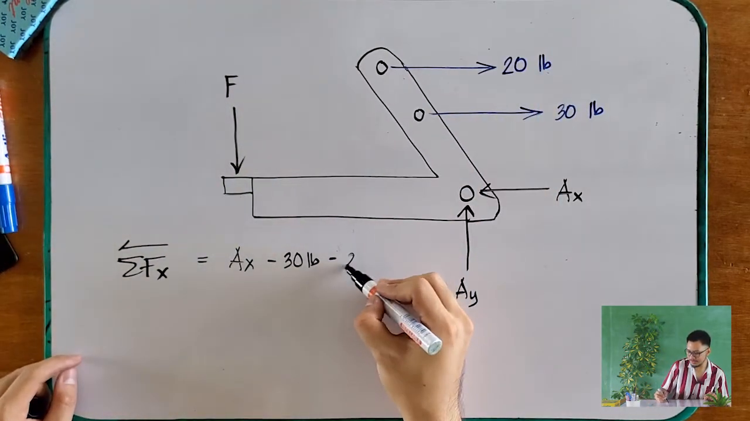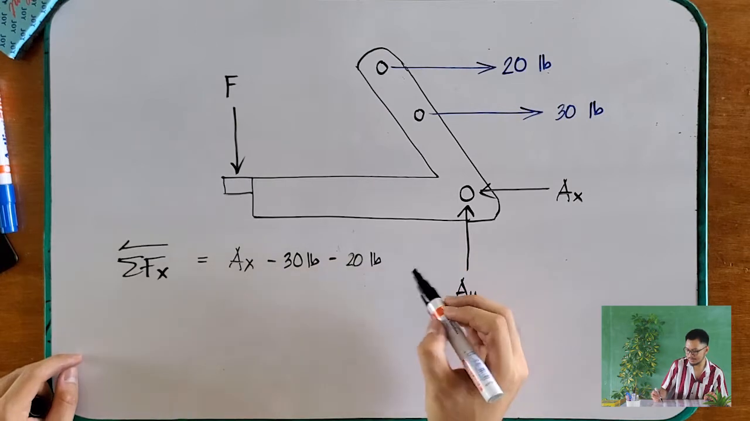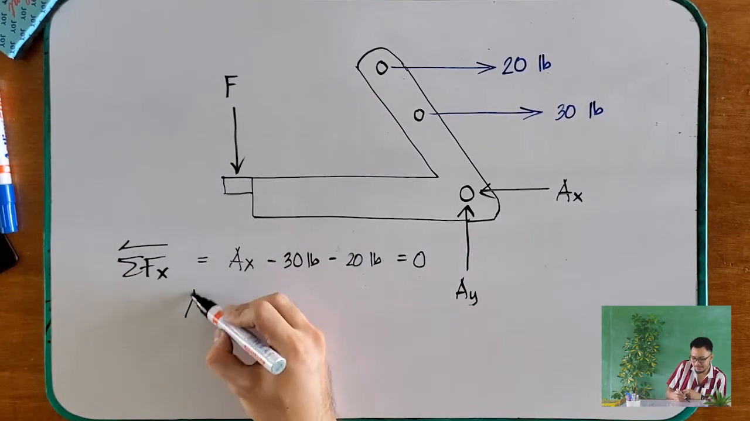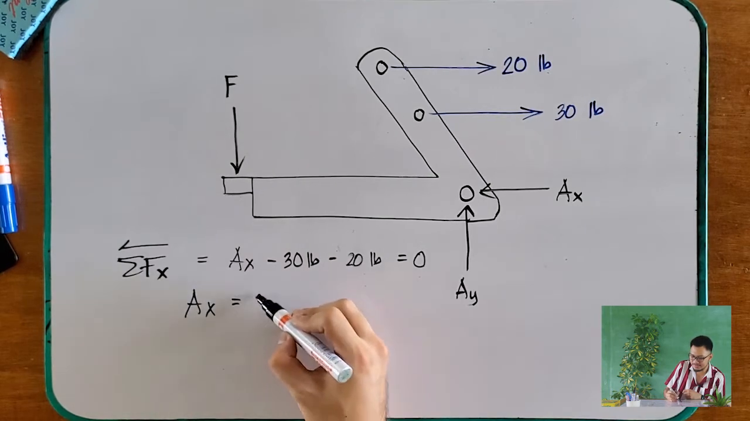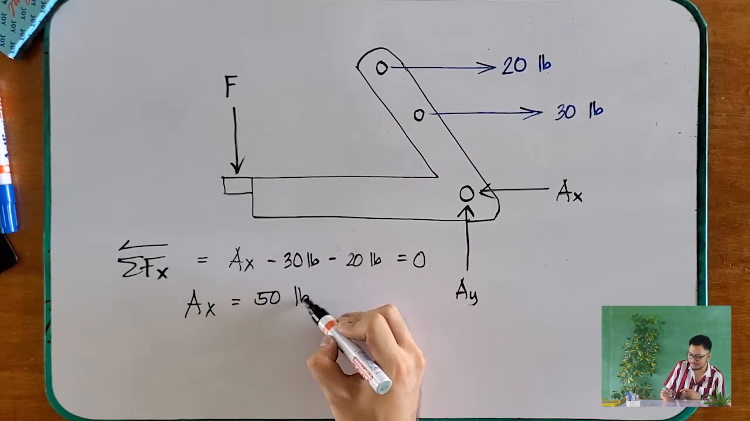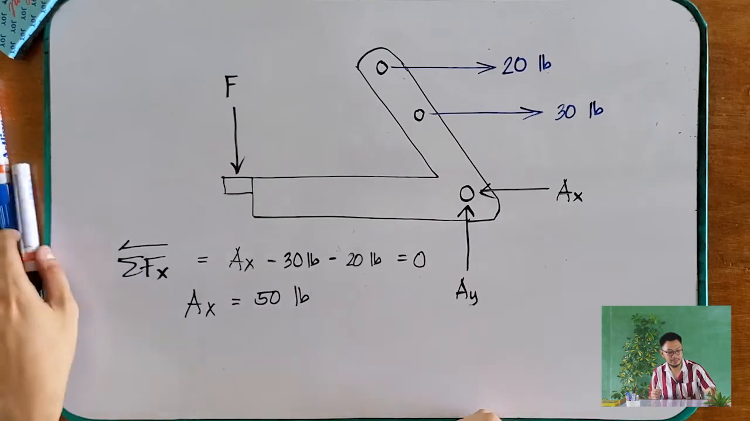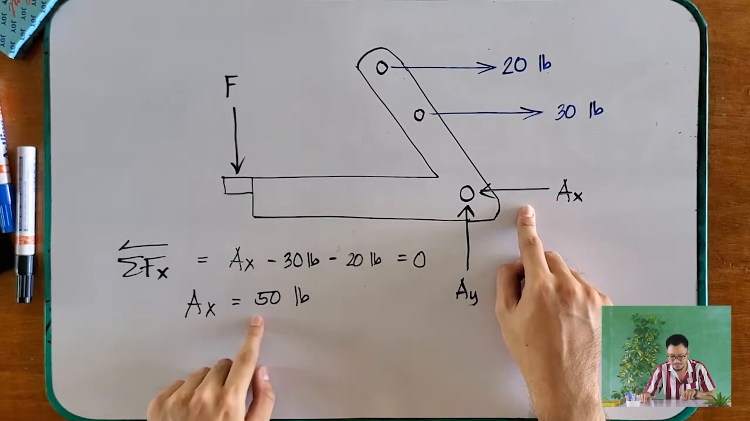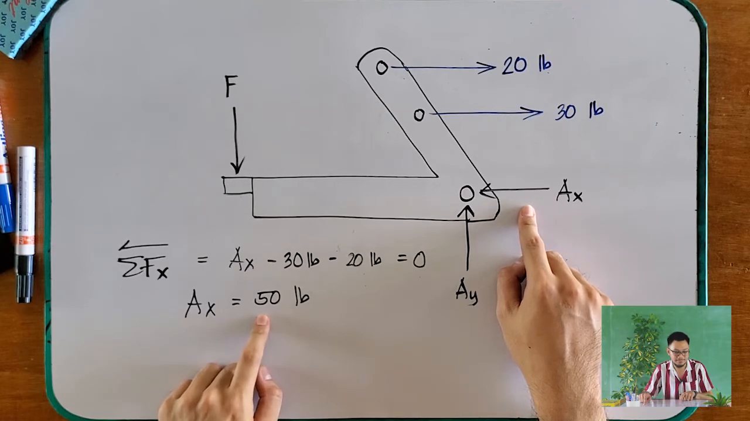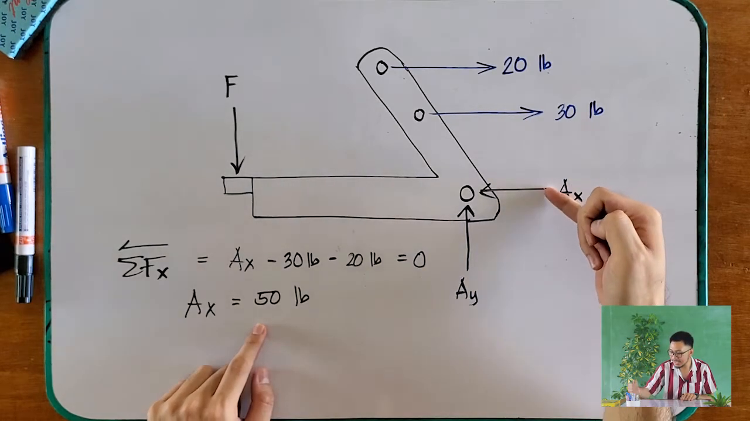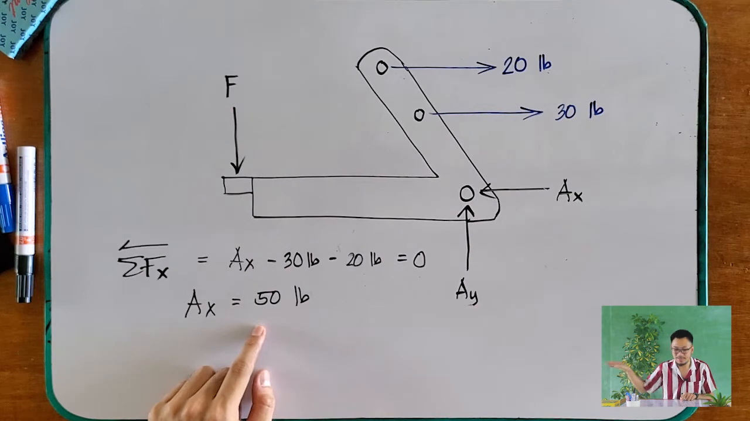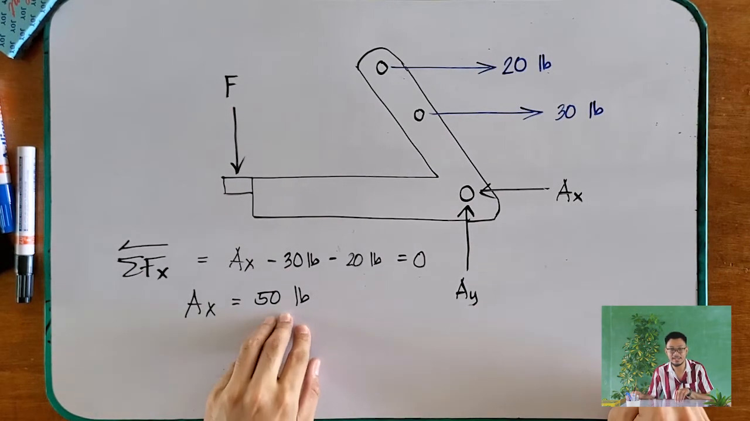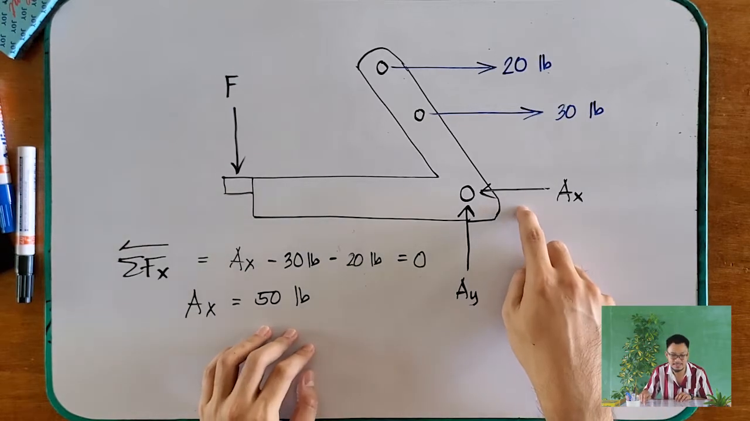Minus 20 pounds is equal to 0. So, unsa man na siya? Therefore, our AX is just 50 pounds. Okay. So, sakto ang atong assumption sa direction sa atong AX kay positive ang atong answer. If ato ni siya ibutang to the right, mo-negative ni siya, and then ato i-adjust ang atong direction.